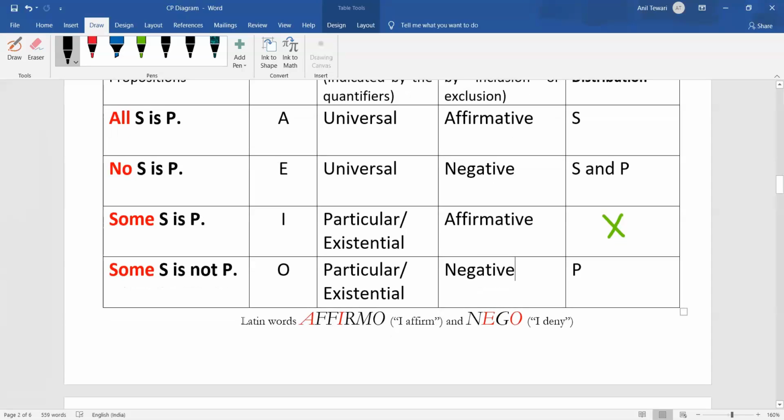And these expressions are taken from the Latin words affirmo and nego. So A and I are affirmative propositions. They are borrowed from this affirmo. Affirmo means I affirm. Nego means I deny. So A and I are taken from the expression affirmo. They are affirmative propositions. E and O are taken from nego, that is negative propositions, right? So nego means I deny. So the propositions which are negative, they deny the inclusion. That means they talk about exclusion. Denying inclusion means talking about exclusion.